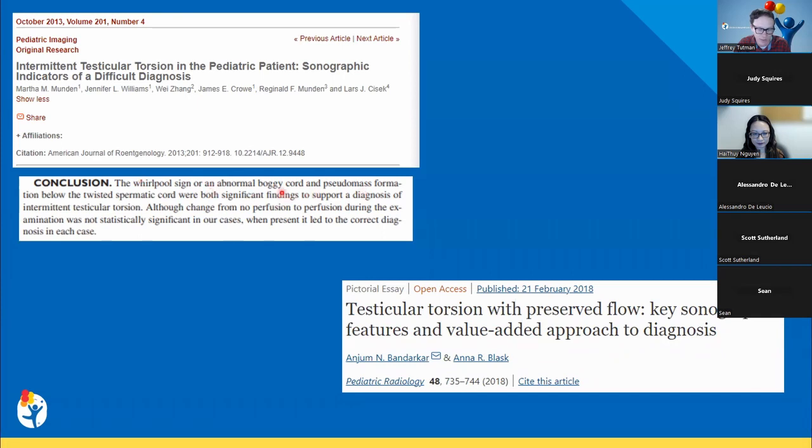So those are the main things to look for: the whirlpool sign, the bogey cord, and then the pseudomass.